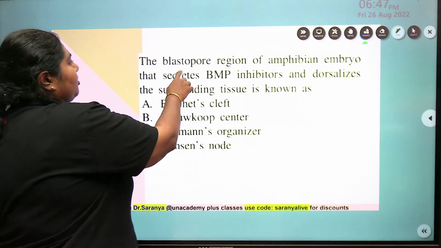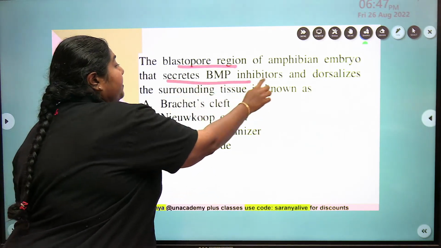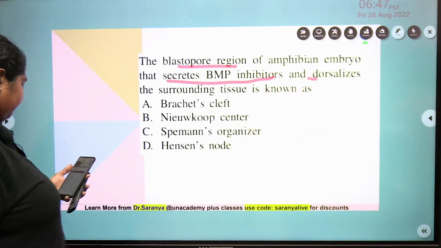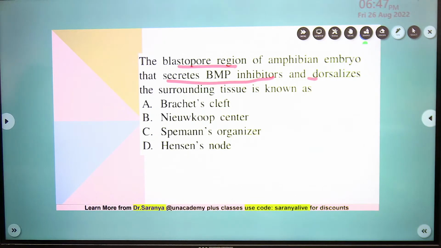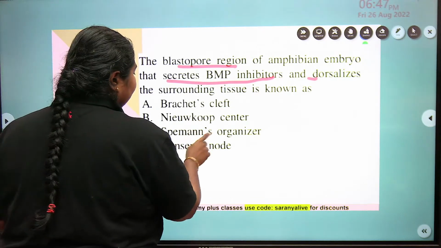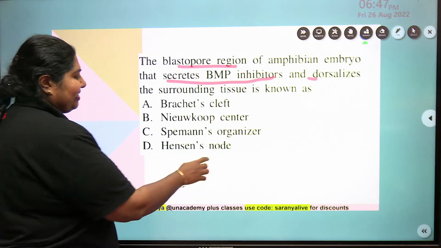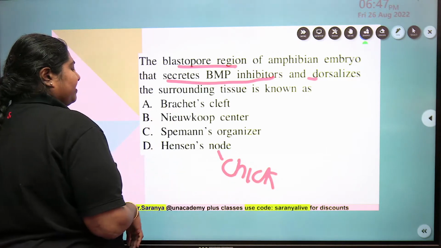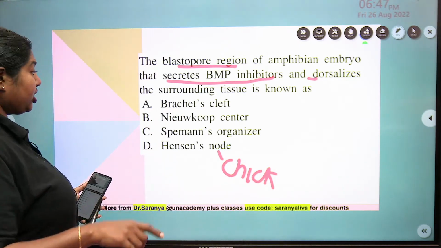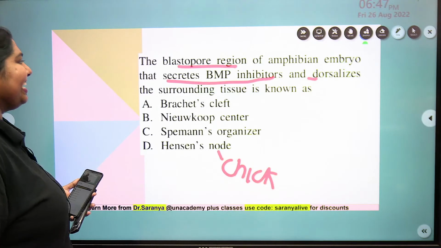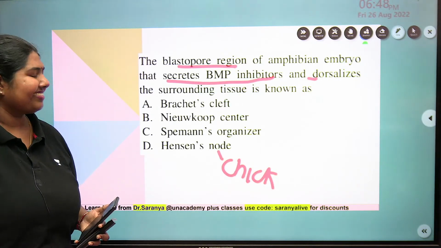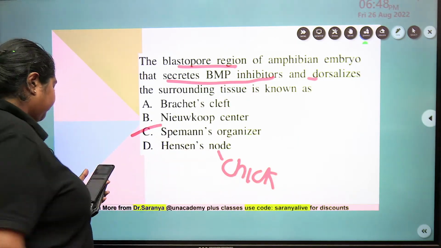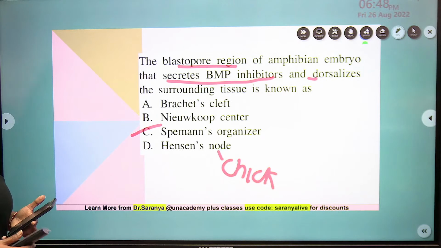Okay. So, this blastopore region secretes the BMP inhibitor and it is dorsalizing. Who is the dorsalizer? Is it going to be Brachet's cleft? Is it going to be your Nieuwkoop center, Spemann organizer or Hensen's node? Hensen's node is from chick. Okay. And Brachet's cleft, it's not here. Embryonic shield is in the fish. And here, which is going to be the correct answer for BMP inhibitor and the dorsalizer? It is going to be none other than our Spemann organizer.